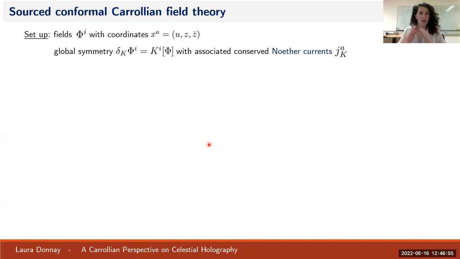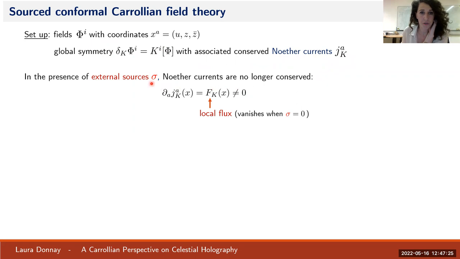Okay, so now we can forget everything we said so far and look from scratch at some fields which have a global symmetry. Here are the characteristics of the symmetry, which are associated to another current, J^K. So this is just a general setup. But now, in the presence of an external source, which I will denote sigma, these Noether currents will no longer be conserved, because you have a local flux which violates the conservation of Noether currents.